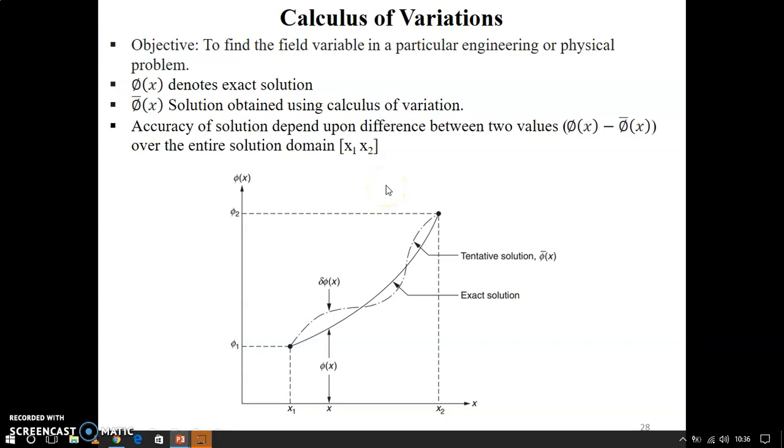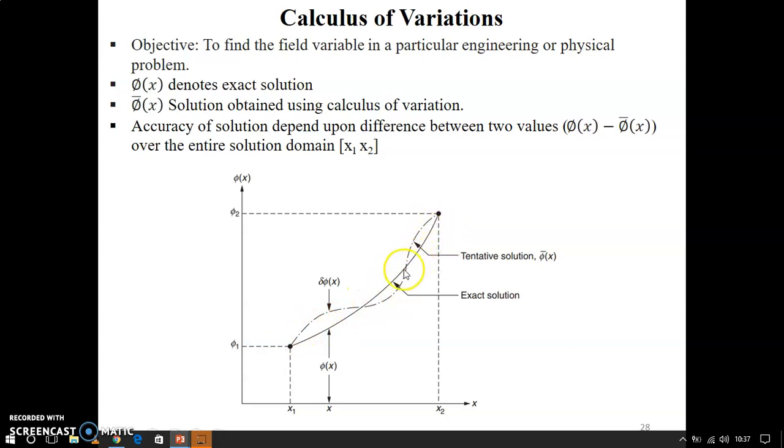First of all, let us discuss the basic theory of calculus of variation. Here the objective is to find a field variable in a particular engineering or physical problem. So here the field variable is denoted by phi. A graph has been plotted over here. On the y-axis we are taking the field variable and on the x-axis we are taking the independent variable x. Here the solid line denotes the exact solution. The exact solution can be obtained by the direct solution of the partial differential equation. If such a solution does exist, then we will be able to obtain this solid line.